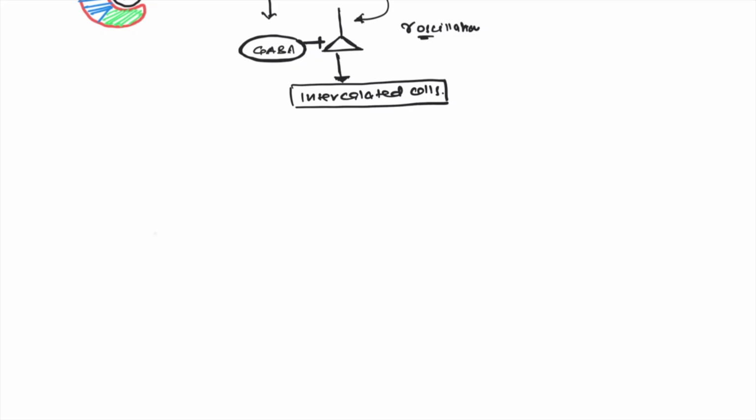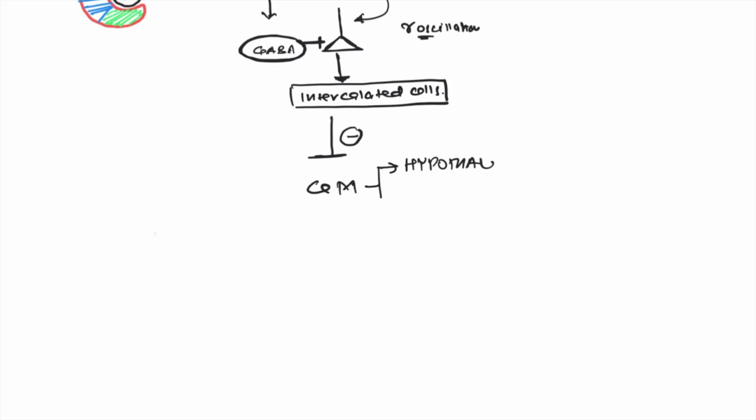Now let's focus on the intercalated cells. What the intercalated cells will do is they will put a brake on the amygdala, on the centromedial nucleus of the amygdala. So if you look at the intercalated cells, what it does is it puts a brake, so negative means brake, on the centromedial nucleus of the amygdala. The centromedial nucleus of the amygdala is the one that projects into the hypothalamus.